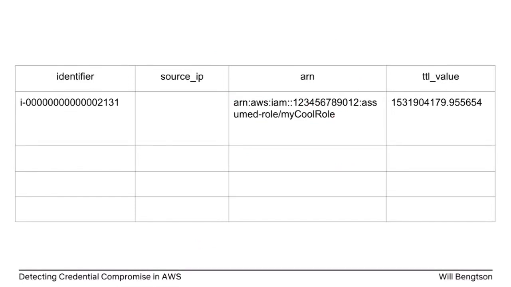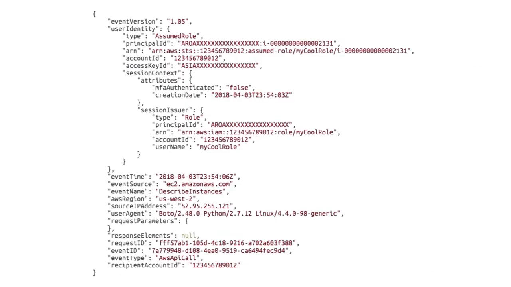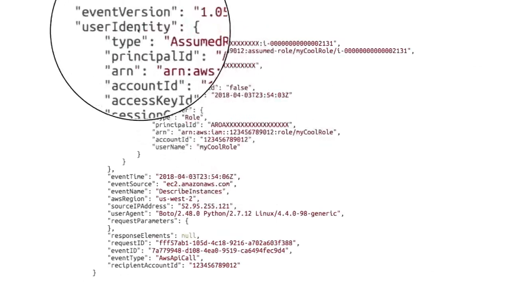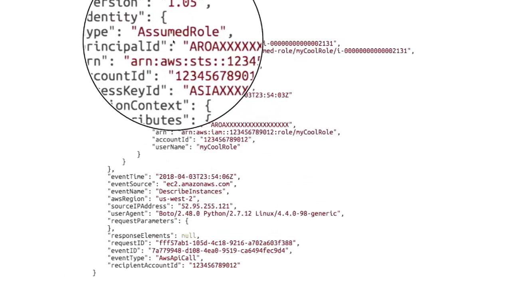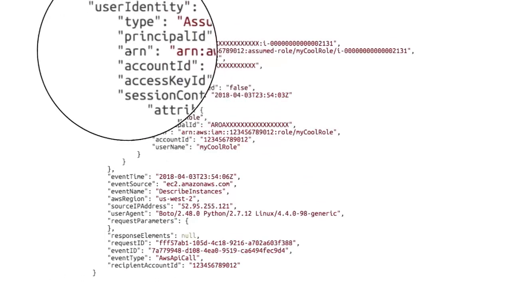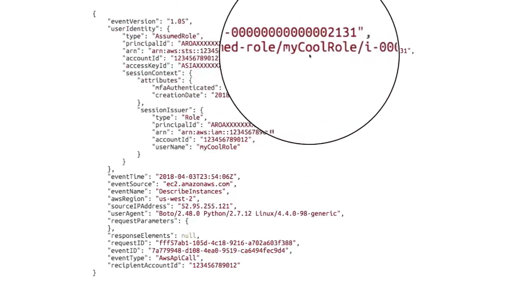You continue to process more events. You'll come across more assume roles. You'll come across things that you don't have in your table. But once you come across something that you know, you can see that it's a type assumed role. So we know it's something we care about. The ARN is assumed role, my cool role.